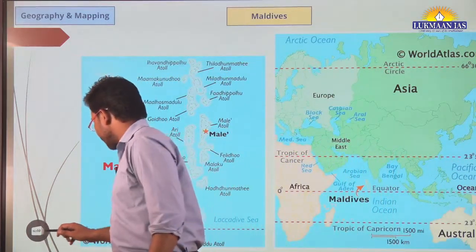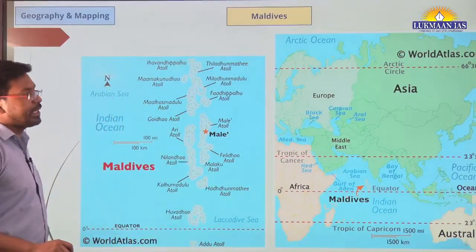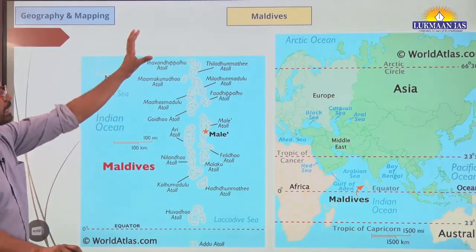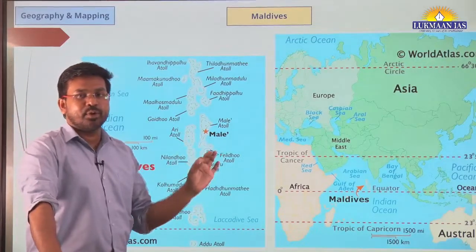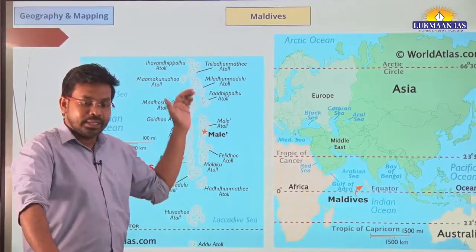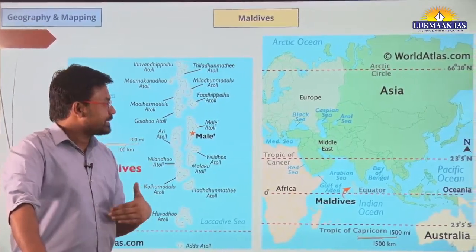Now we are going to talk about a mapping topic. The name of this topic is Maldives. Basically, Maldives is a very small island nation. It has been in the news today also, so let us see the location.